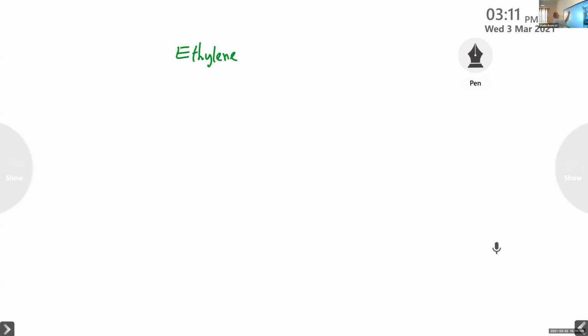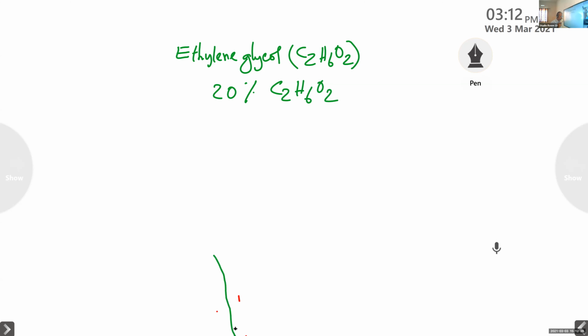Ethylene glycol. Mole fraction of ethylene glycol, molecular formula C2H6O2. That's the molecular formula of ethylene glycol. In a solution containing 20% C2H6O2 by mass.